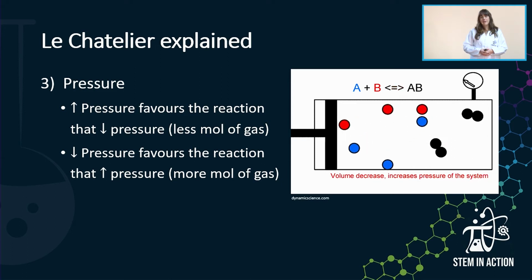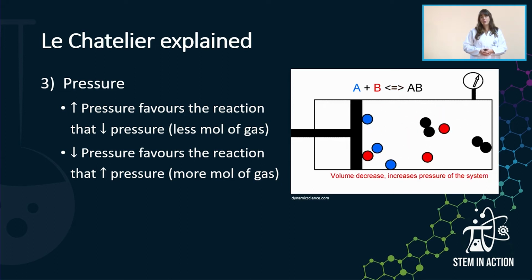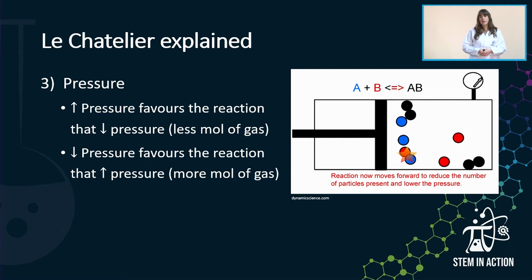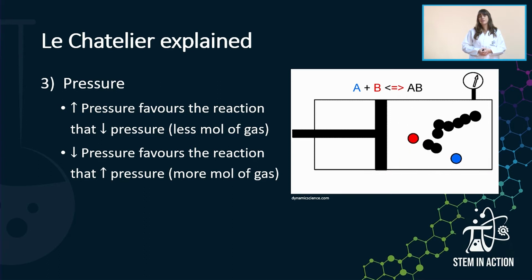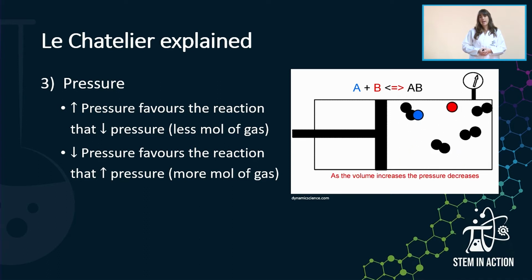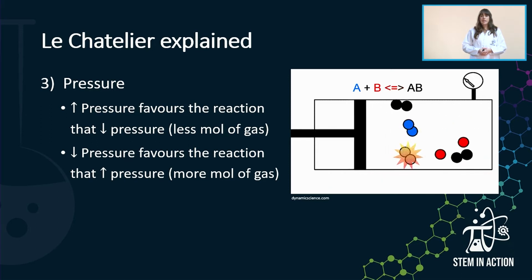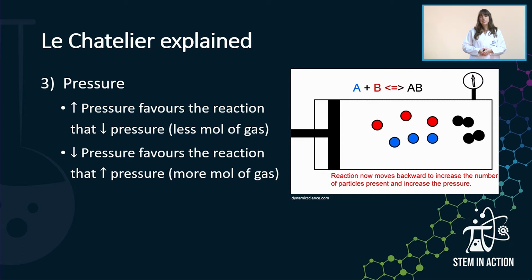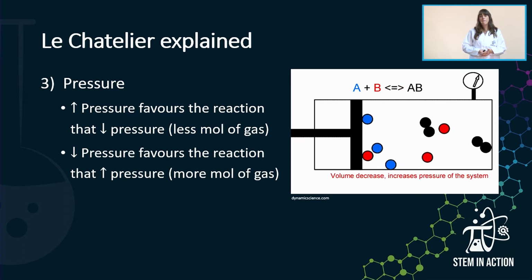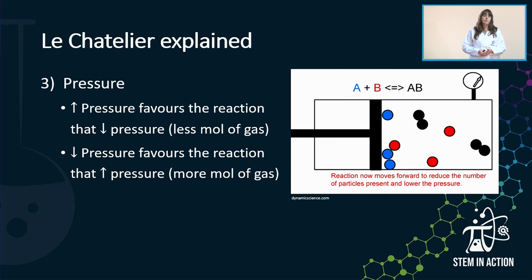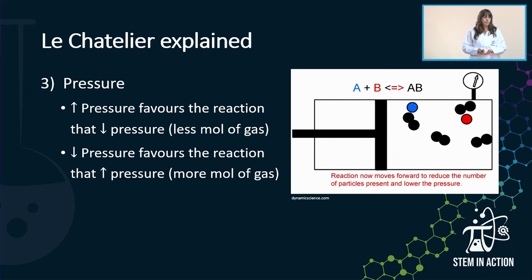We can see this by having a look at the GIF that is on your screen at the moment. If we decrease the volume, we can see that the pressure will increase, and that favors the forward reaction, which produces fewer moles of gas. And we can see this by more AB being produced. As we increase the volume, we are therefore decreasing the pressure, and so the reverse reaction will be favored that produces more moles of gas, producing A and B.